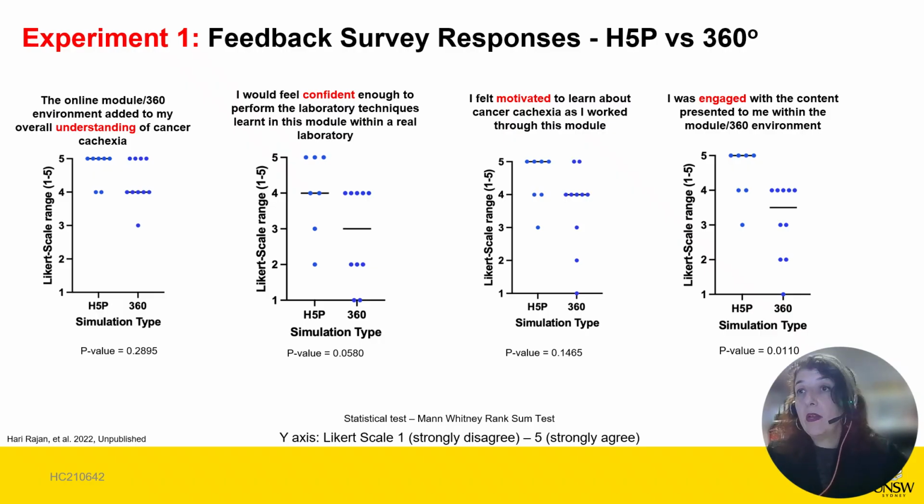When we compared and contrasted feedback survey responses from our students, when we were trying to see whether they were preferring H5P versus 360-degree lessons, it was clear to us that the H5P lesson seemed to be the overall interest for students in the way they were learning about cancer cachexia. This was different to what we expected. We actually expected students to prefer the 360-degree format.